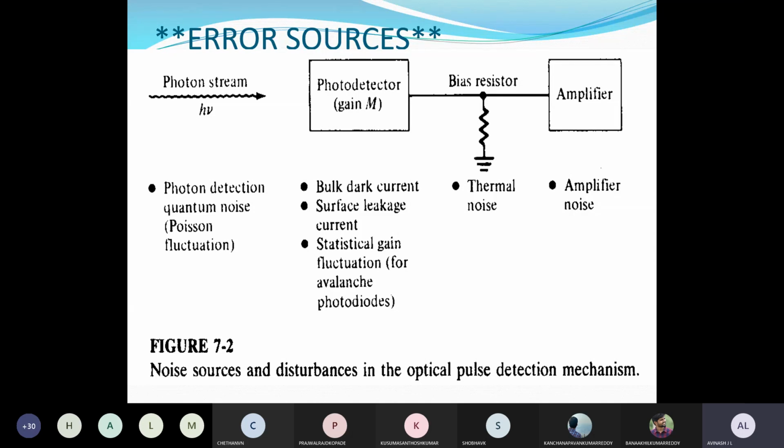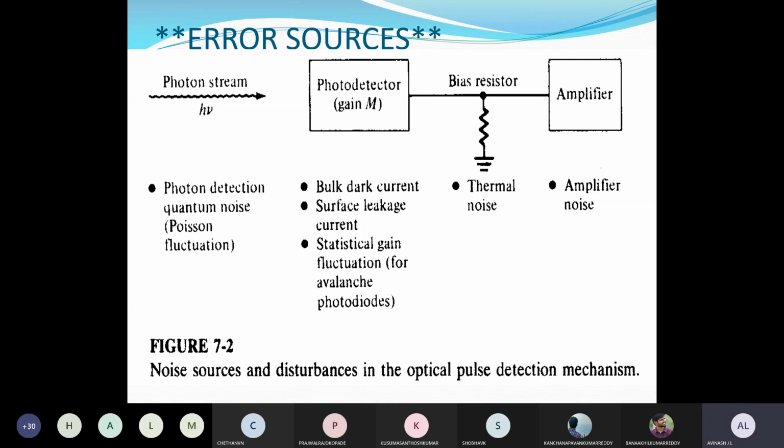When you are talking about the photodetector with the gain M, what are the different things that may occur? The first thing is bulk dark current. What do you mean by bulk? Bulk means a huge quantity, so a huge quantity of dark current is going to occur. The second thing is surface leakage current. On the surface of the photodetector, leakage of electric current is going to happen. It will come out through the surface of the photodetector.